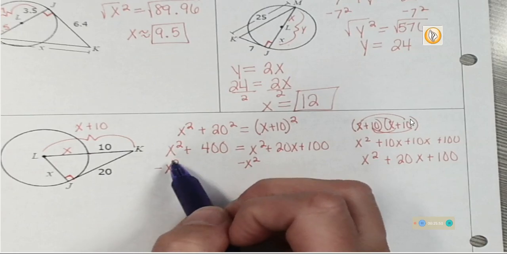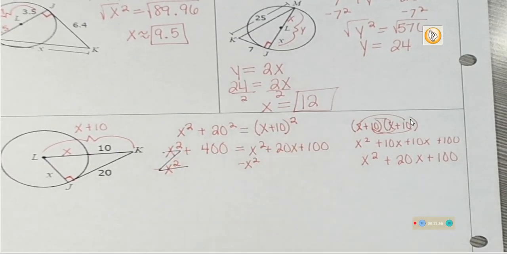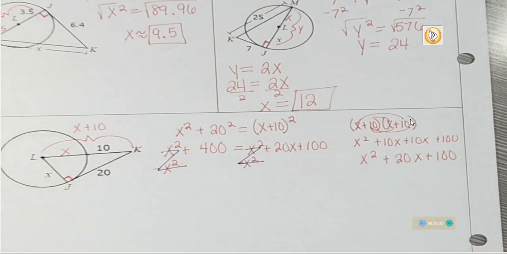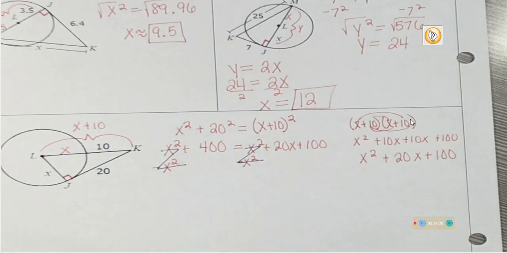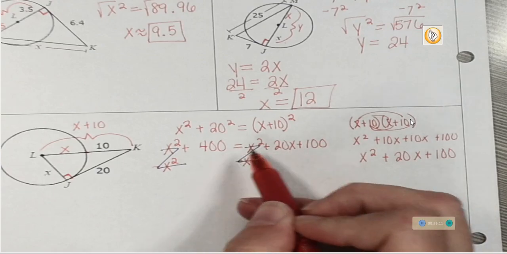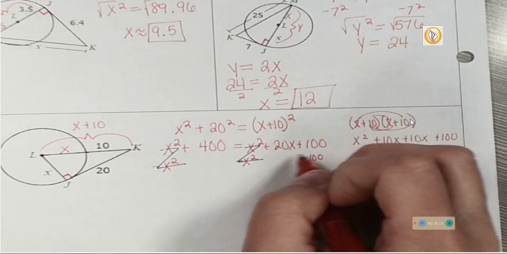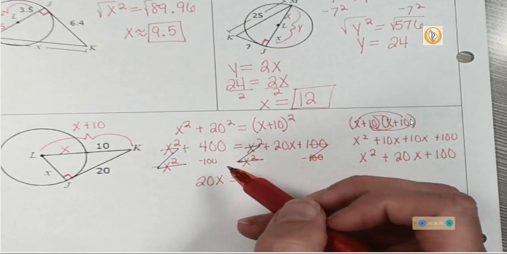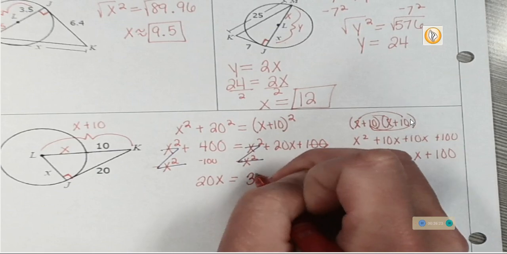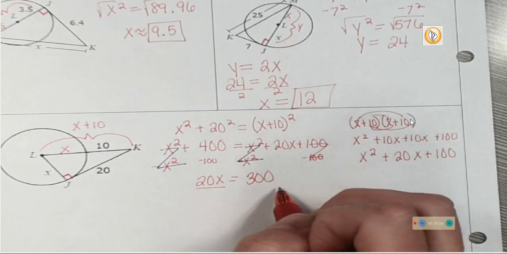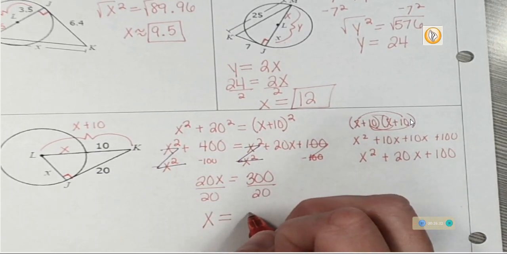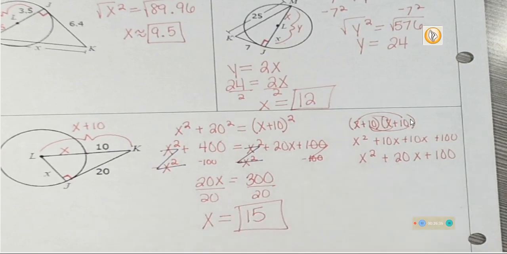Okay, so before we start to panic, let's work it out. What's x squared minus x squared? Zeroes out. Hallelujah, what happened? Your x squareds went away and it's no longer quadratic. And so you say, all right, I just need to get my x's on one side, my numbers on the other. So let me minus this 100. That's going to zero out, leaving me with 20x equals, what is 400 minus 100? 300. How do I undo times 20? Divide by 20. Now what is 300 divided by 20? 15. So that's my x.